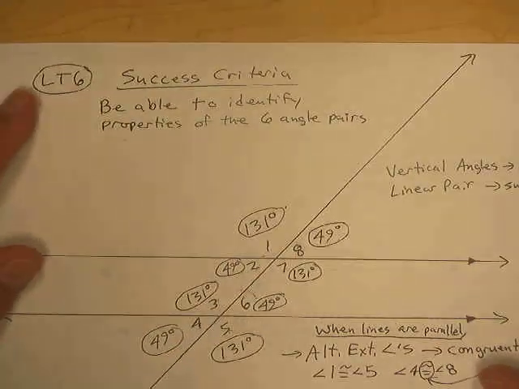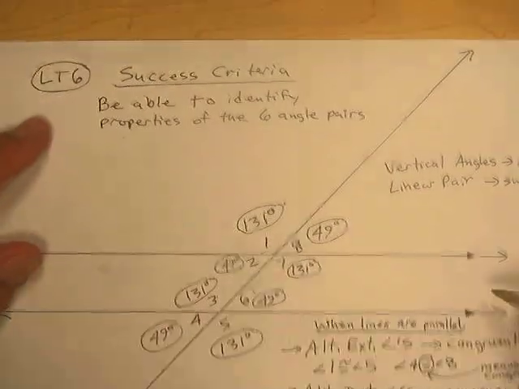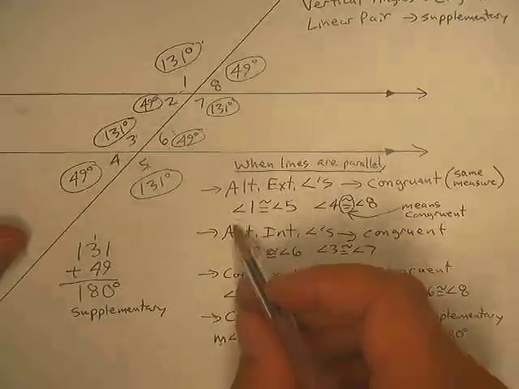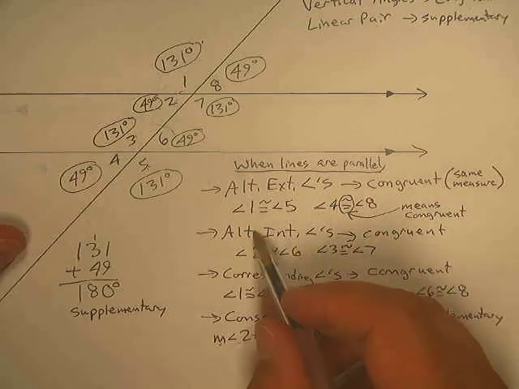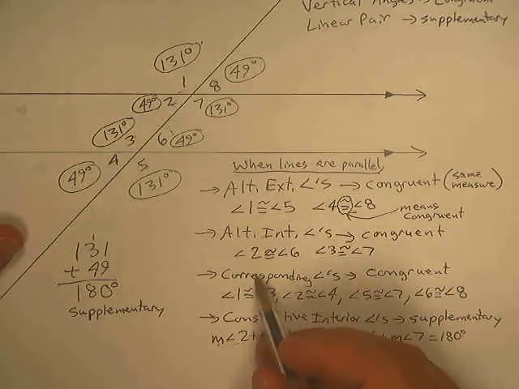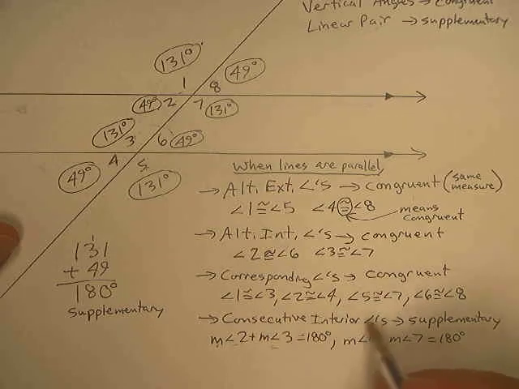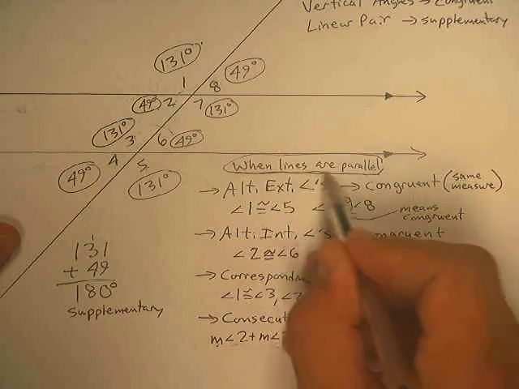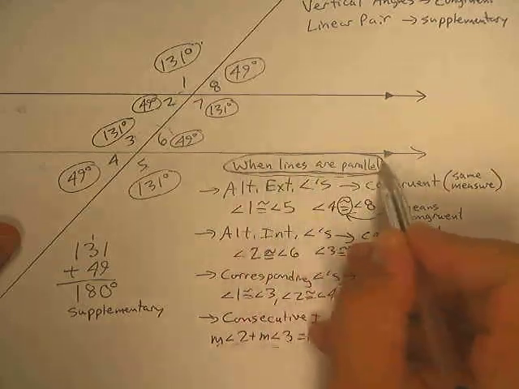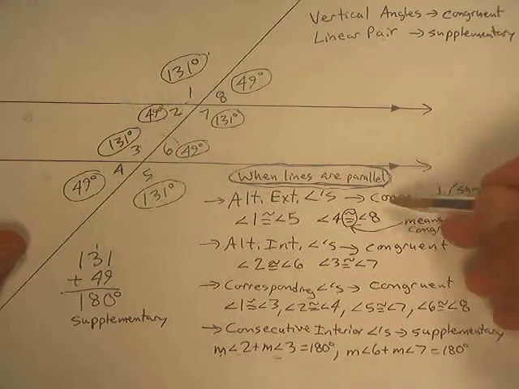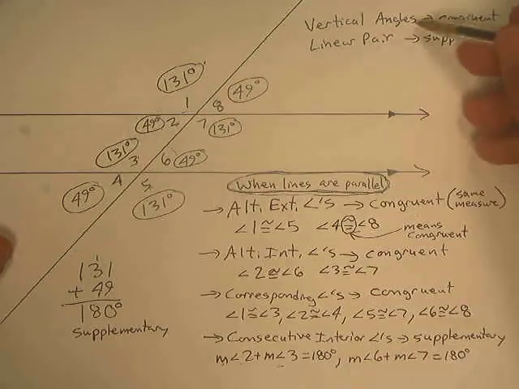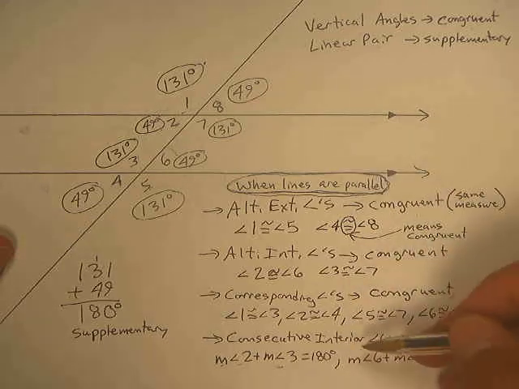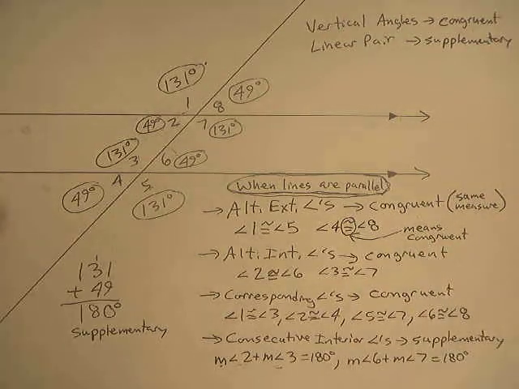And these two are consecutive interior angles, so I could take 180 minus 50, it gives me 130. So all these angles are either equal or they're supplementary. All right. So hopefully you know the properties, going back to our success criteria: be able to identify the properties of 6 angle pairs. So now we know vertical angles are congruent, linear pair are supplementary. Alternate exterior angles are congruent, alternate interior angles are congruent, corresponding angles are congruent, and consecutive interior angles are supplementary.